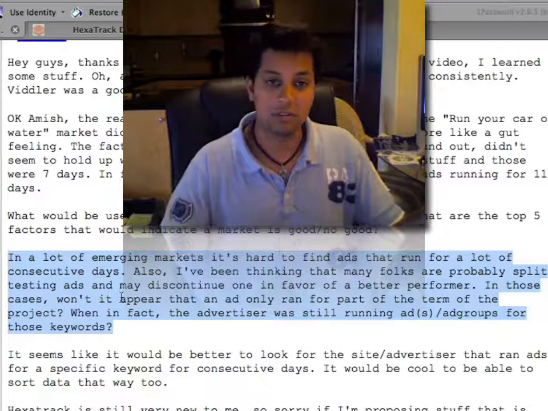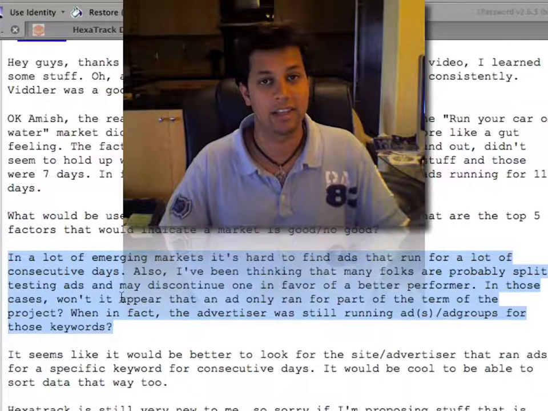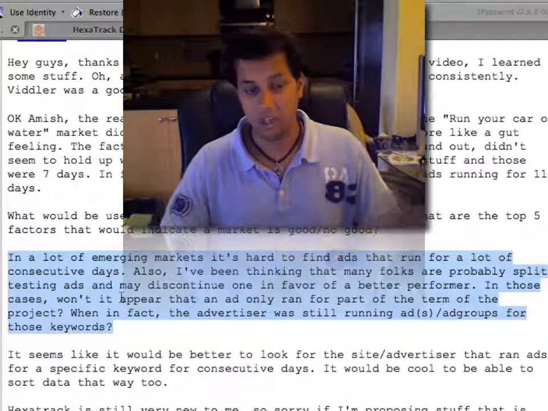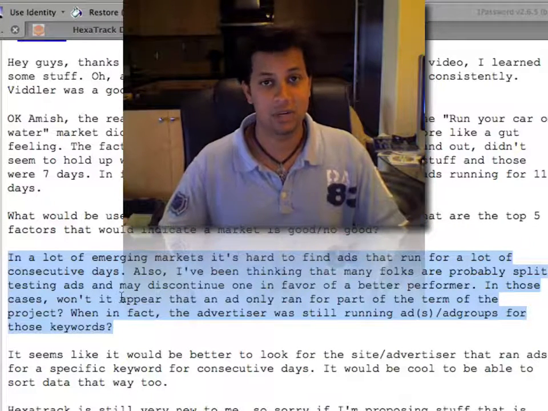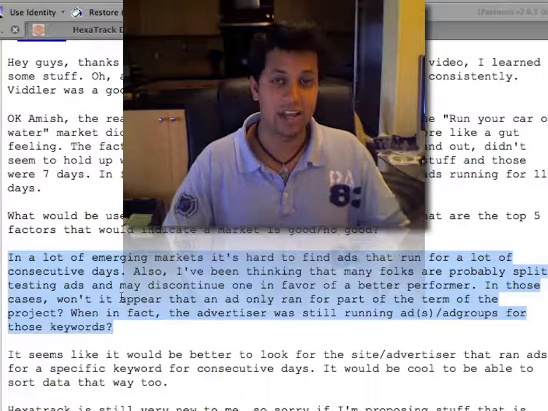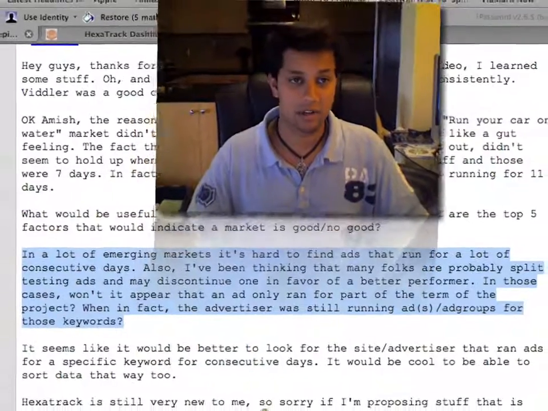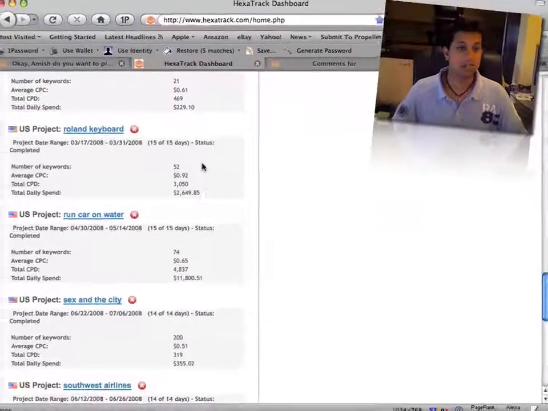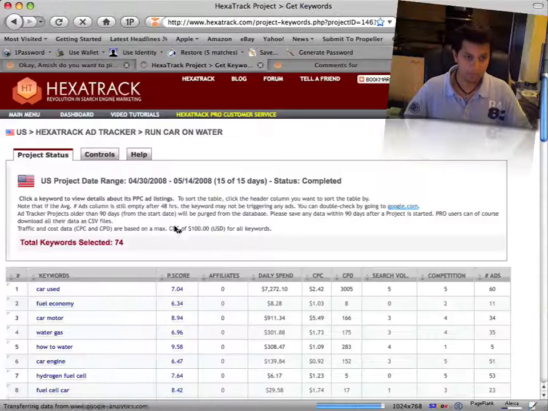So the total number of days that we actually show you is the total number of days that advertiser ran his ad. How do we do this? We actually track by display URL, and we track by destination URL. If the destination URL matches for all those ads, we tie it to that ad group, right? So I'm going to actually show you how to do this in HexaTrack. I'm already logged in, and we're going to go right back to my project here for Run Your Car on Water. I'm going to click this.